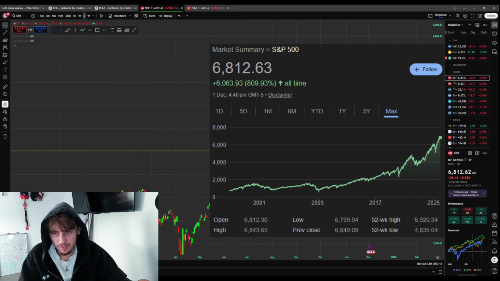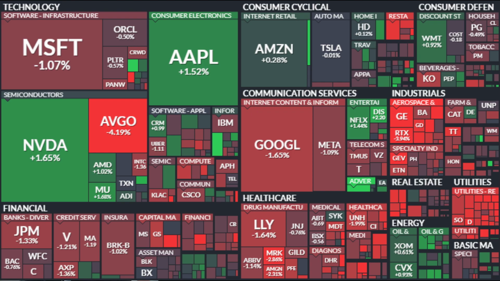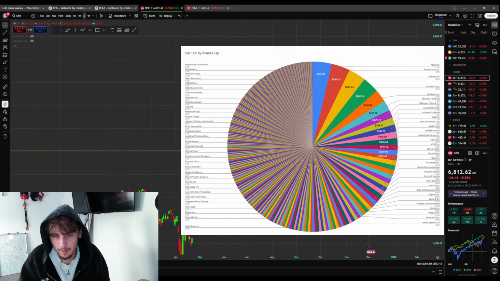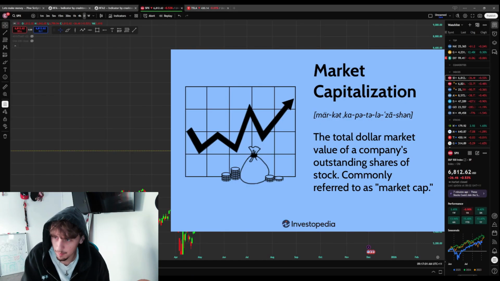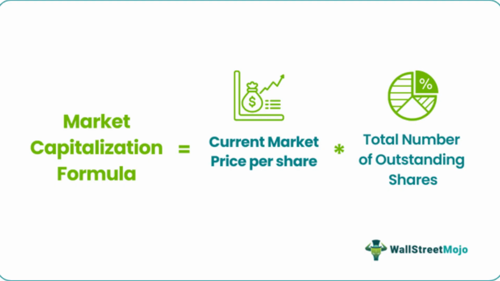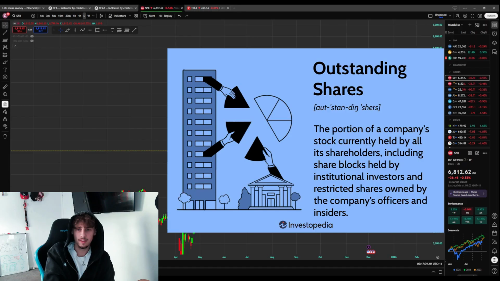So this is the S&P 500. It's made out of the 500 largest companies in the US. The weight each company holds is determined by market capitalization, or market cap. This is calculated by the company's latest closing stock price multiplied by the total number of diluted shares outstanding. The number of shares outstanding can be found on a company's balance sheet.